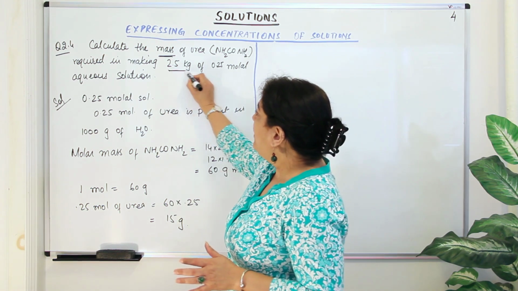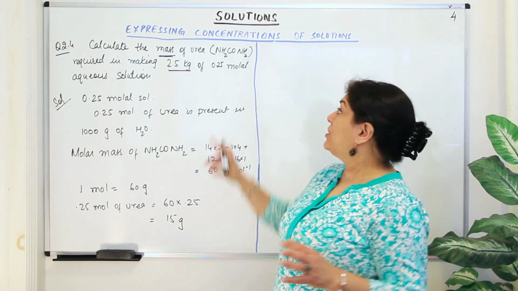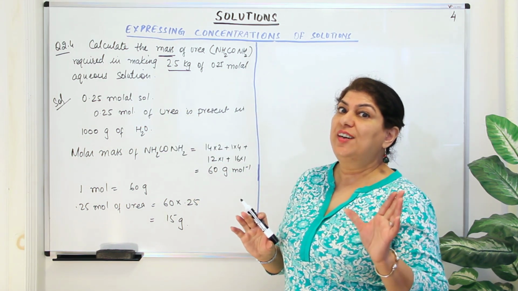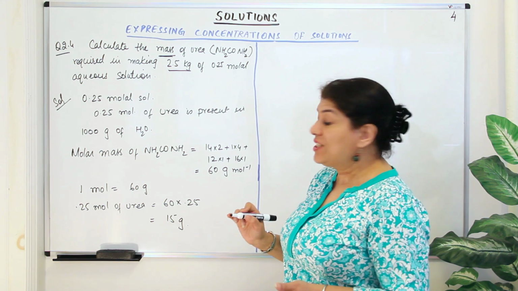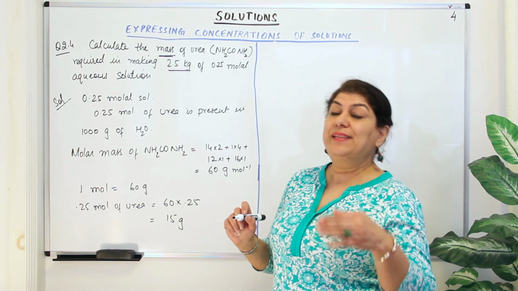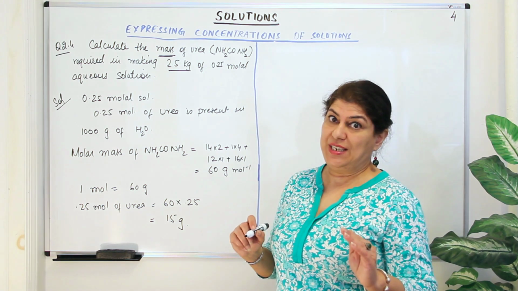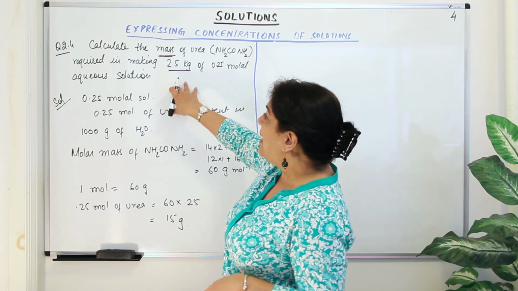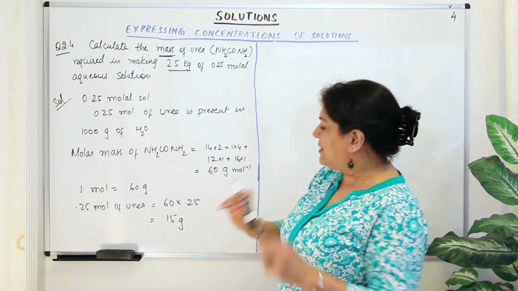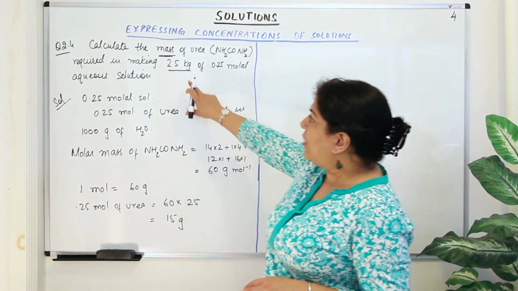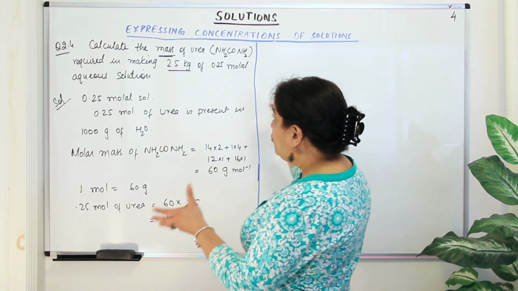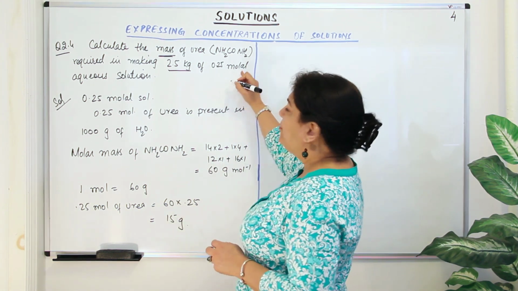But here the 2.5 kg that is given to us is the mass of the solution. It is not the mass of just the water, that is the solvent. Because what is molality? Molality is number of moles of the solute divided by the mass of the solvent in kg. But we have been given the mass of the solution. So we will have to take that mass into consideration. So what is the mass of this 0.25 molar solution now?